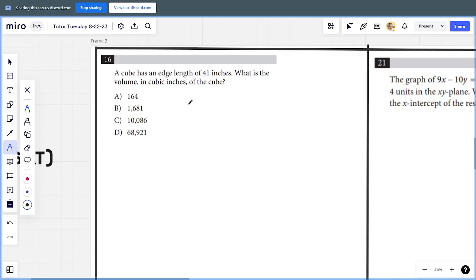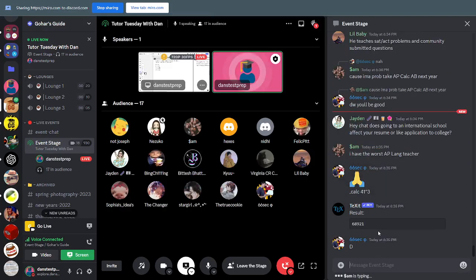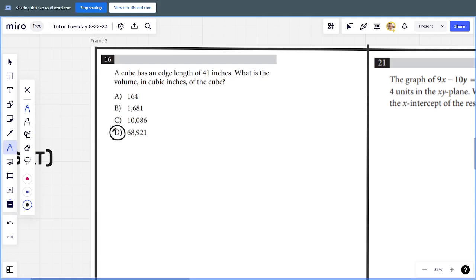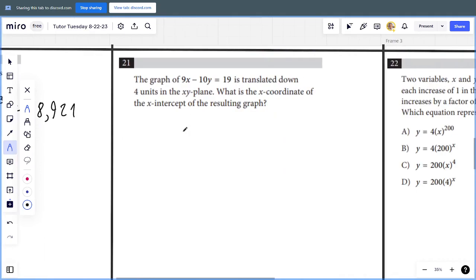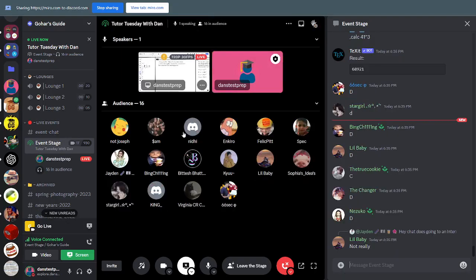Let's see what our answers are. 66 has got it, it's D. And yes, you do get a calculator on all of the new digital SAT math problems. So you could literally plug this into your calculator, 41 cubed, which is 68,921. And I'm pretty sure they give you a formula sheet on the SAT as well. So if you didn't know the volume of a cube, you should be able to look it up. But I think that everybody should know this one. Alright, we got a bunch of answers for D.